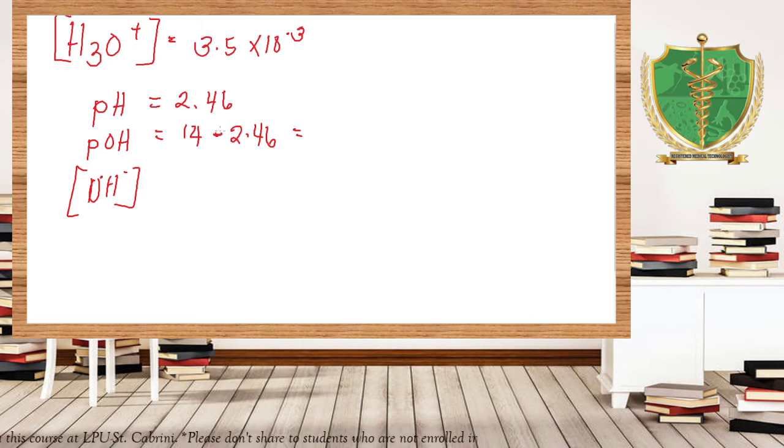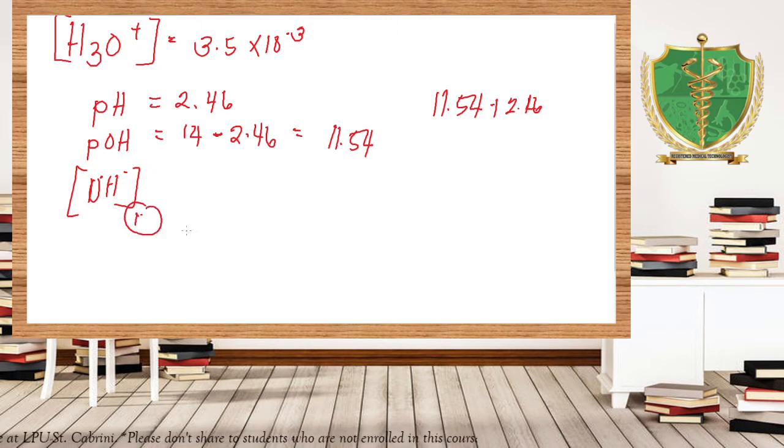So the pOH is 14 minus 2.46 is equals to what? 14 minus 2.46 is equals to 11.54. So 11.54 plus 2.46 is 14. Okay. Now, how about the hydroxide concentration? You have two ways to solve it. Number one, either you get the shift log or antilog, shift log negative 11.54. It will give you 2.88 times 10 raised to negative 12.